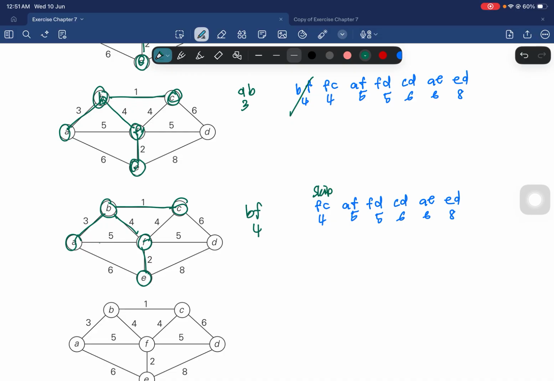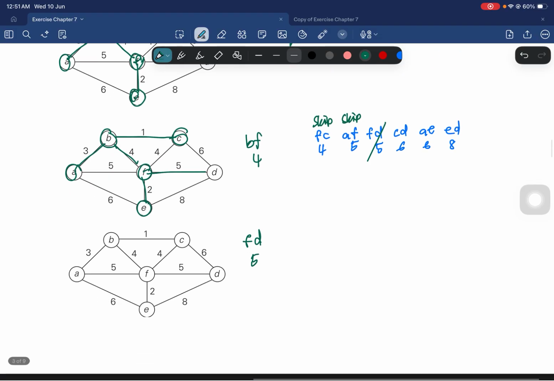So do we need AF? No, we skip. Next, FD. So we can take FD. So FD 5. So we already complete the tree here. As you can see, all nodes are connected to each other.